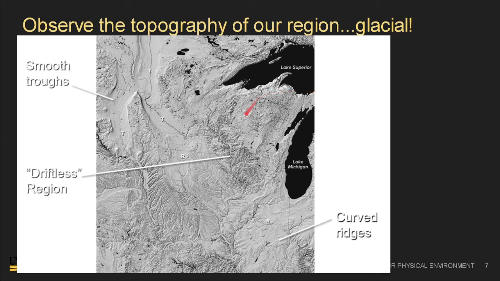And you'll see this area called the Driftless region that has a different story than the other parts of Wisconsin. The Driftless region is in southwestern Wisconsin. It's about a quarter to a third of Wisconsin in terms of area. And it was not covered by the most recent ice sheet. It was just past the edge.